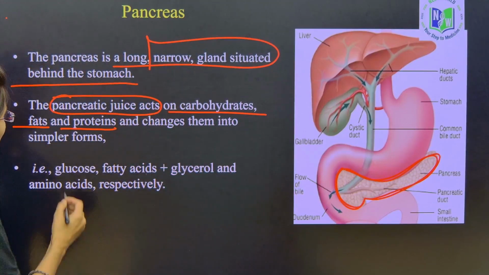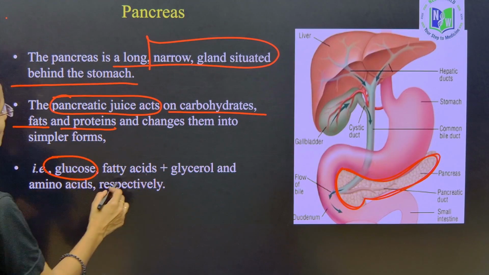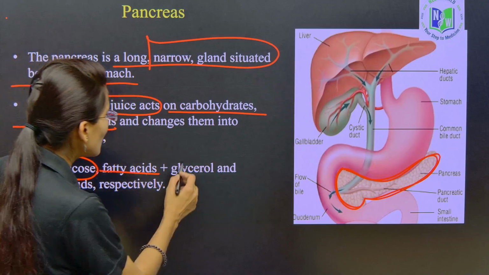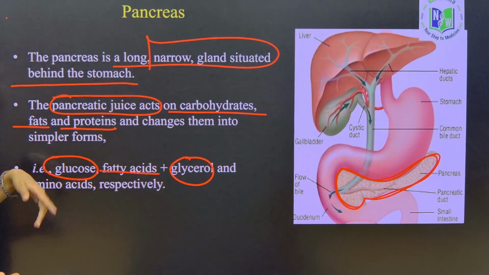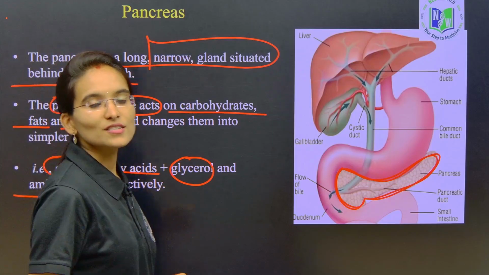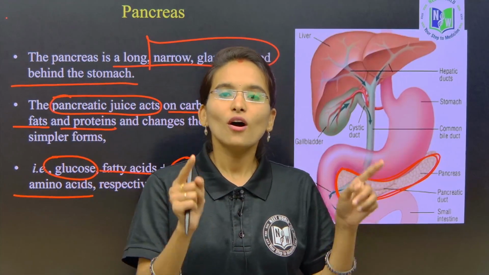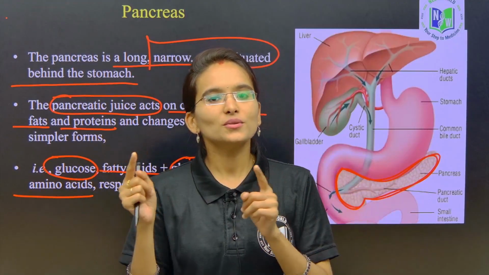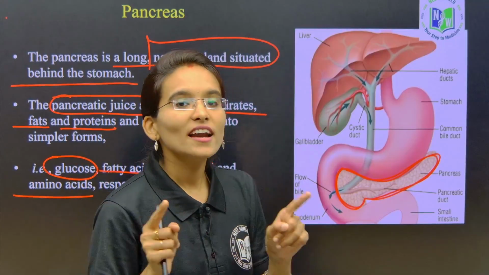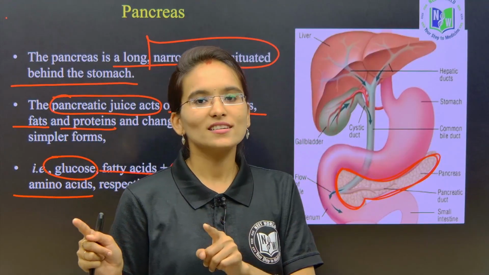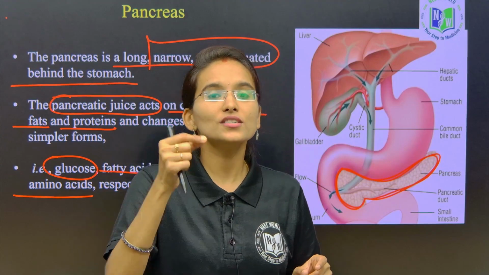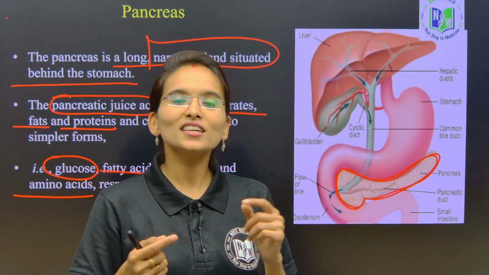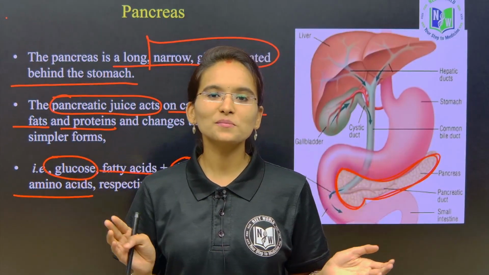Carbohydrates are converted into glucose, fats are converted into fatty acids and glycerol, and proteins are converted into amino acids. It is most important, my dear students. Always remember: carbohydrates are converted into glucose, fats into fatty acids and glycerol, and proteins into amino acids. The enzymatic actions, in the presence of which enzymes, we have already discussed in the previous sessions. If you have any doubts, just click on the sessions in our YouTube channel NEET World.